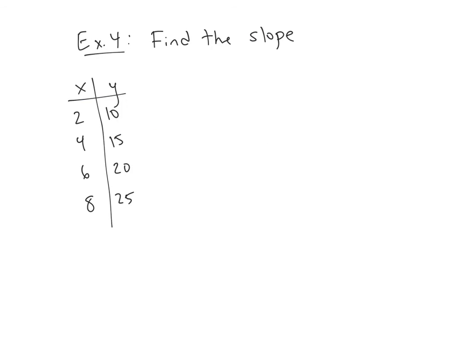All right, let's go ahead and take a look at example 4. We're going to find the slope given the table 2, 4, 6, 8 for the x's and 10, 15, 25, 20, and 25 for the y's. So go ahead and select your 2 points, and then I'm going to write down that formula for you. So once you select your 2 points, you're going to use m equals y2 minus y1 over x2 minus x1 to calculate out that slope. When you're ready, you can go ahead and enter your answer.